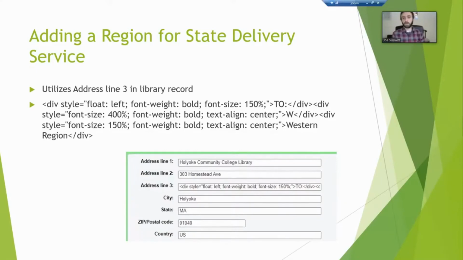And the reason for that was each library is in a different region, and that needed to be generated as part of the slips dynamically. So the easiest way to do that and to format it was just to actually add the HTML directly into that field, and then I just pull it into my notice with one of those Koha provided variables. So it's just the address line 3 variable that's provided by Koha already. And the notice or the slip will recognize the HTML and format it accordingly.